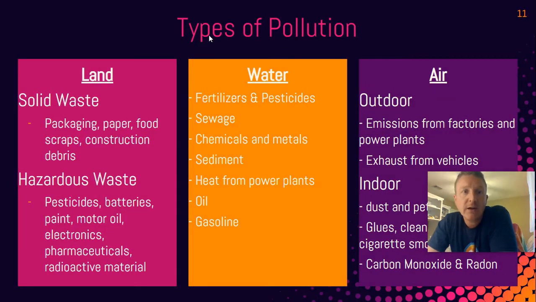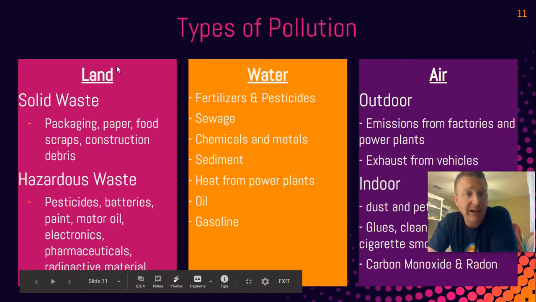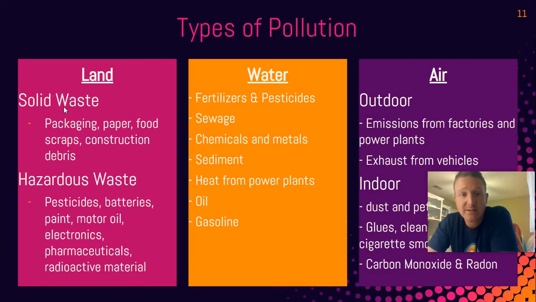All right, so your types of pollution. I'm not going to read all of this, but land, you've pretty much either got solid or hazardous waste. Solid waste, your packaging materials and scraps and things, construction debris. Hazardous waste, that's the dangerous things like pesticides, for example.